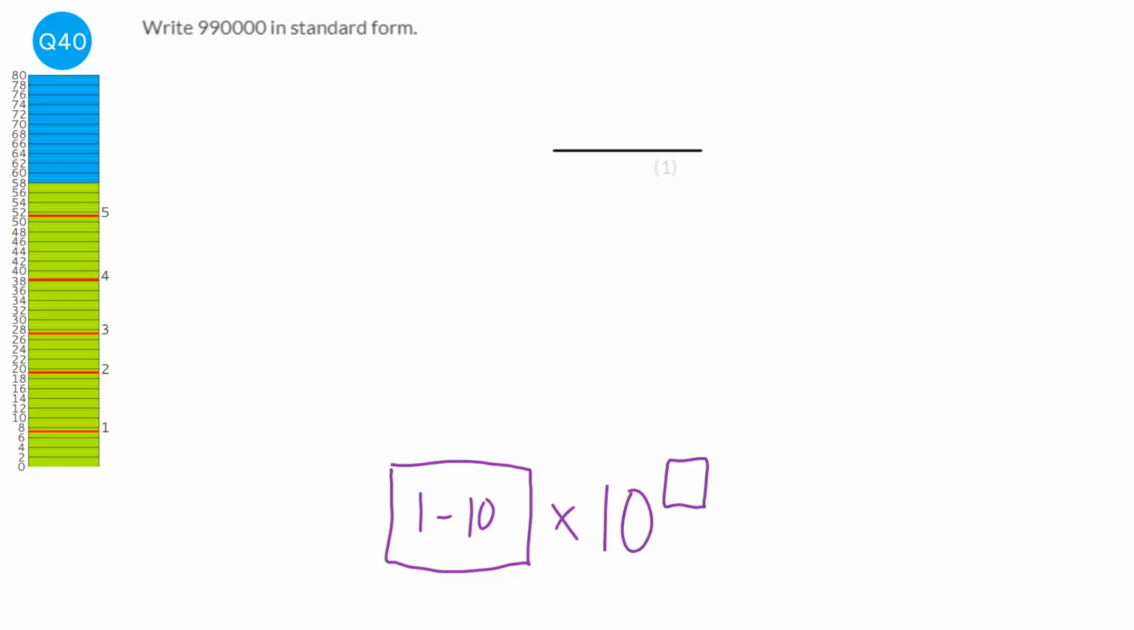First thing we've got to understand is what a standard form number is. A standard form number is a number between 1 and 10, but not including 10, times 10 to the power of something else. So we've got to find out what these numbers are.